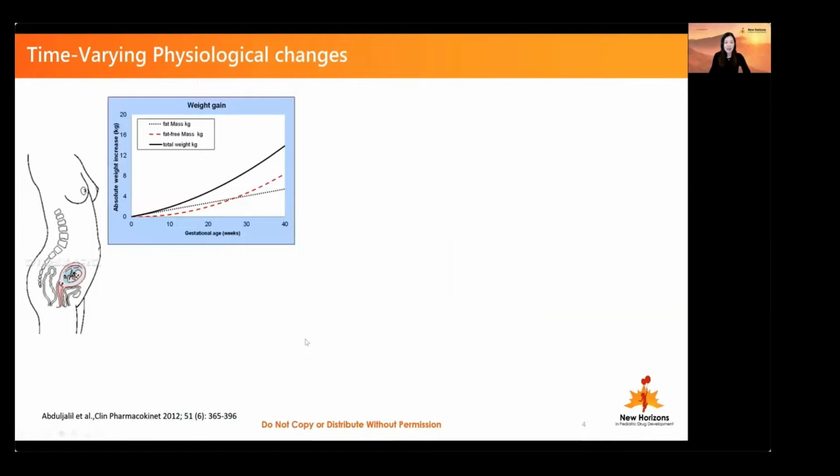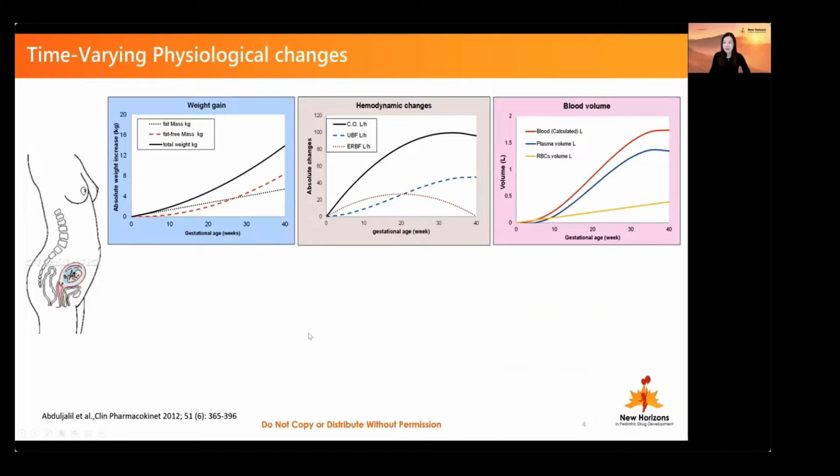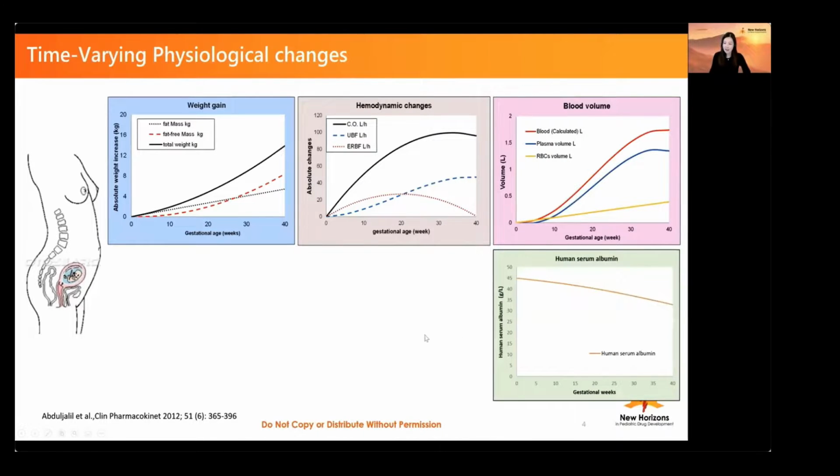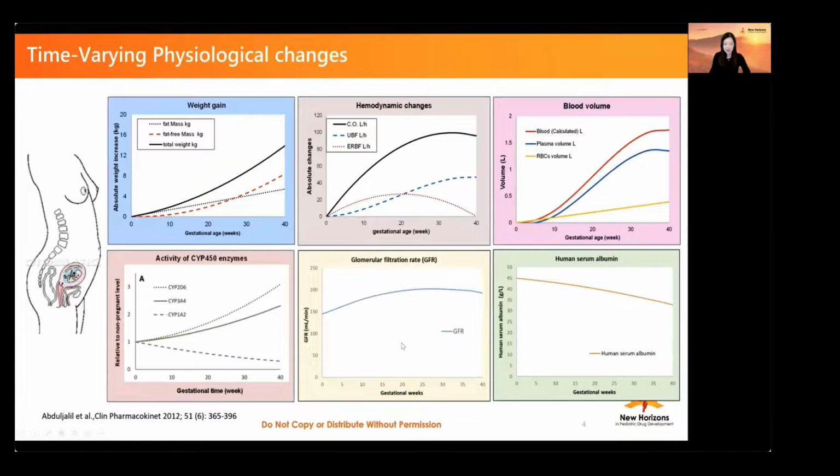These include weight gain, hemodynamic changes such as increased cardiac output and increased blood flow, increased blood volume, a decrease in albumin levels due to increased plasma volume, and increased renal function, and finally, but not the least, changes in CYP activities. As you can see in the example illustrated here, some of the enzymes such as CYP3A and CYP2D6 activity are induced, whereas for other enzymes such as CYP1A2, the activity is suppressed during gestation.